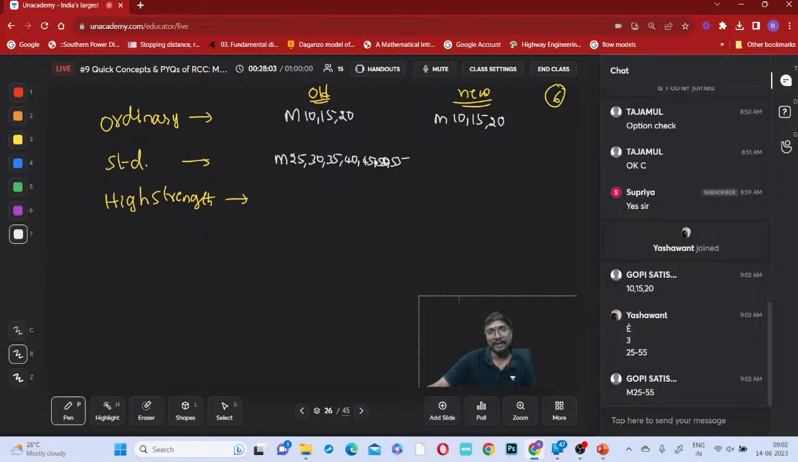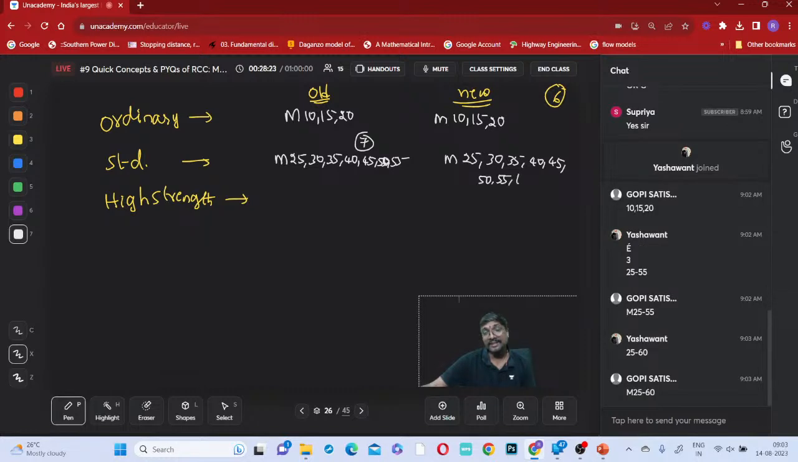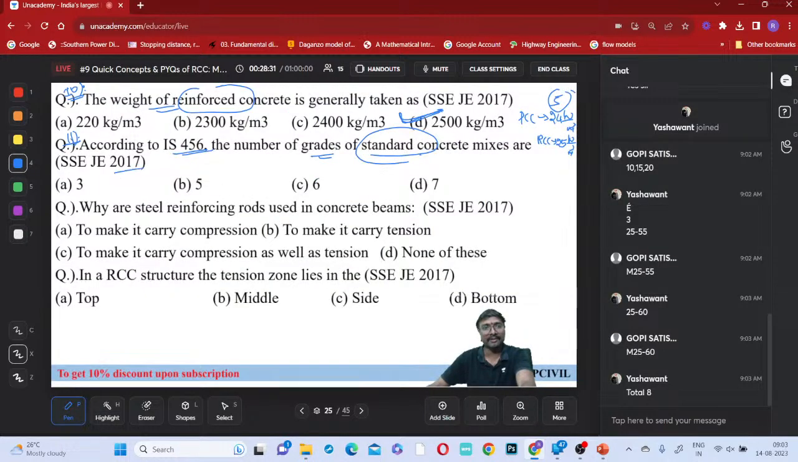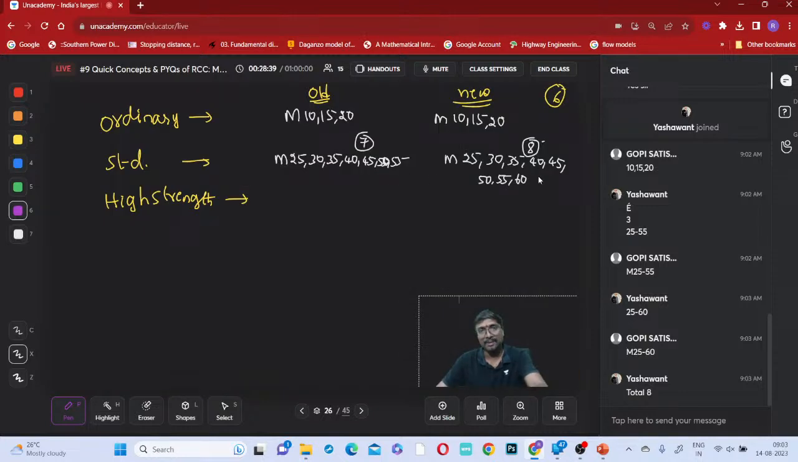How many are there now? Tell me. 1, 2, 3, 4, 5, 6, 7 are there. This is 7. But as per the new specifications, what can you say? This is M25, 30, 35, 40, 45, next 50, 55, 60 also. It is 8 as per the new code, new specifications, right? Because this question is given in 2007, and that amendment was done in 2018. So that's why option 8 is not there.